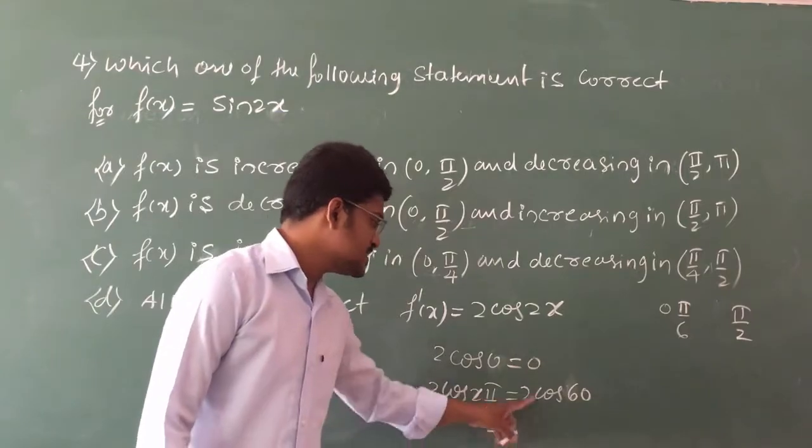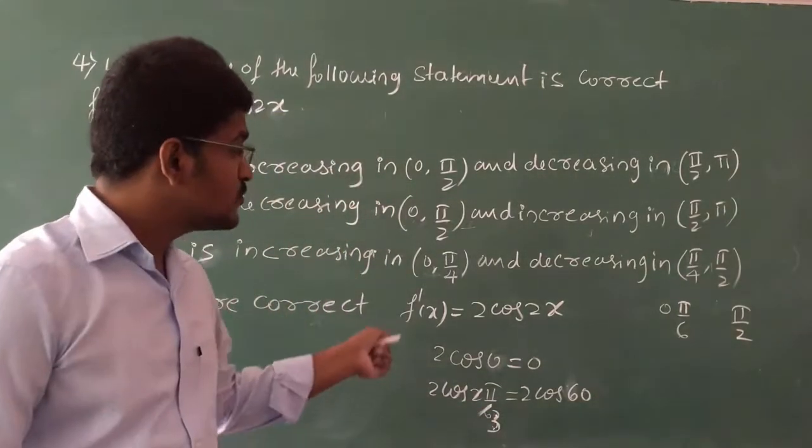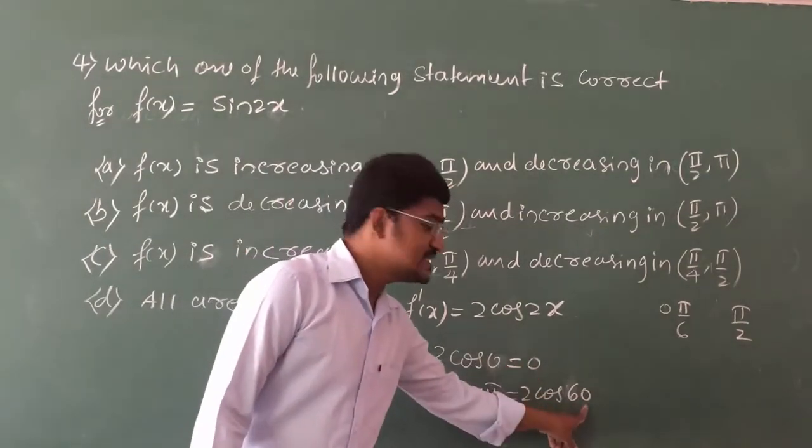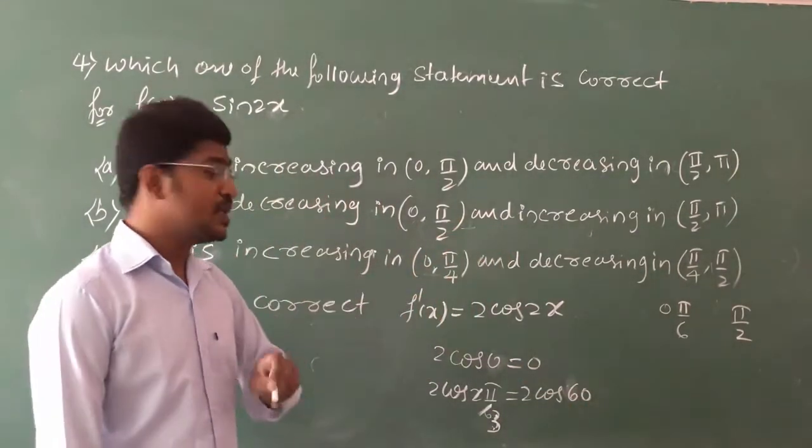2 into 1, 2 into 3 cancel. So pi by 3, it will be 2 times of cos 60 degree. No problem. This is in first quadrant. This is in first quadrant. That means it is positive.